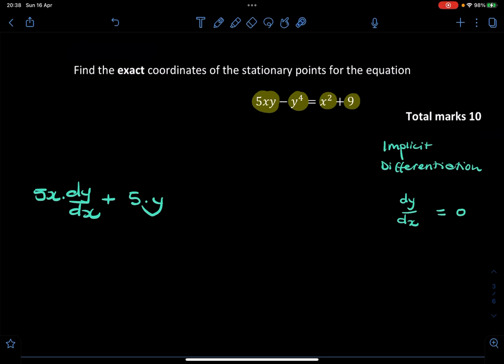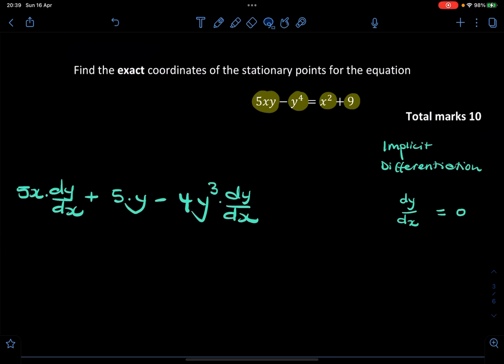Now, to differentiate that, that's simply minus 4y cubed. But then I multiply by dy by dx. So that's the chain rule. I do that because it's implicit differentiation, because that isn't x. Because it's y, you need to multiply by dy by dx. I next put the equal sign, and then I differentiate x squared to give me 2x, and then the derivative of 9 is simply 0. Okay, so the 0, no need to write that.